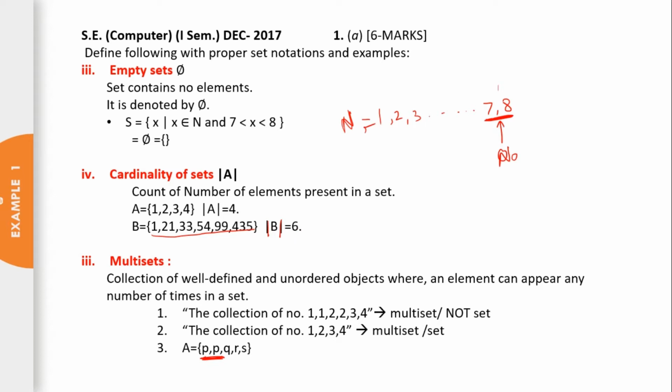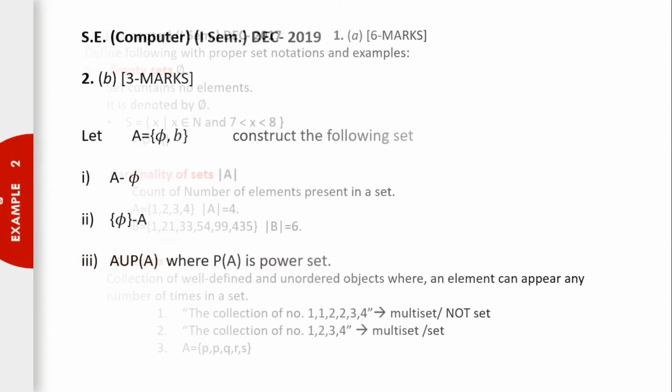Multiset. It is a collection of well-defined and unordered objects where an element can appear any number of times in a set. Examples: the collection of numbers 1, 1, 2, 2, 3, 4, that is twice 1, twice 2, 3, 4, is a multiset. The collection of numbers 1, 2, 3, 4 is a multiset. Set A with elements p, q, r, s is a multiset.